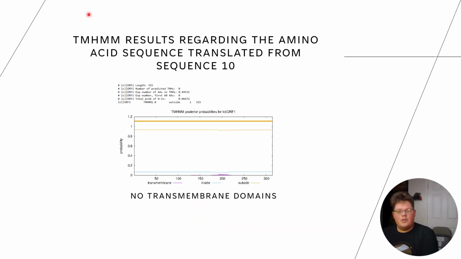Then I ran the translated amino acid sequence from sequence 10 through TMHMM, and the results show that there is no transmembrane domains. You can kind of see something a little right here around the 200 mark, but if you look on the probability scale, it's highly unlikely that it actually exists. So we're just going to assume that there's no transmembrane domains at all.